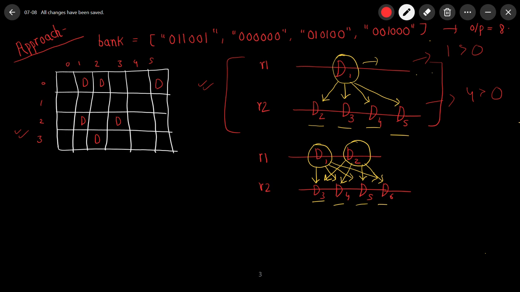Here you can see this D1 in R1 has four options. It can form a beam with D2, D3, D4, or D5. So D1 has four options, and 4 is nothing but the number of devices in the lower row, sorry, 4 is nothing but the number of devices in R2. Had it been 5 devices in R2, then D1 would have 5 options, so there would be 5 beams. So it is the number of devices in the bottom row.